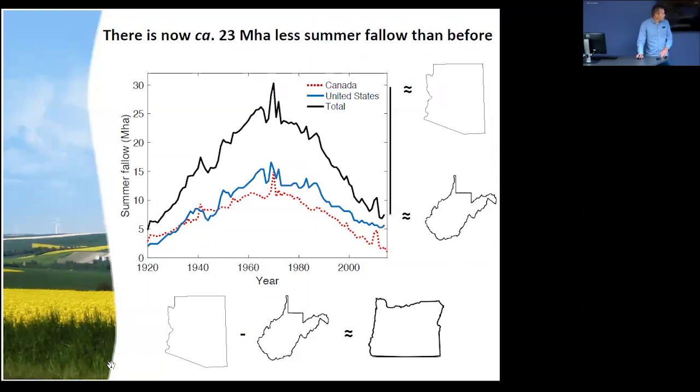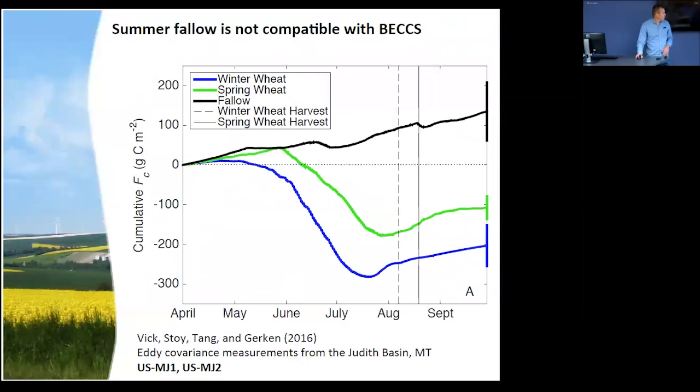The difference between these two states is about the size of Oregon. So an Oregon-sized patch of ground used to be kept bare in the summertime, and now it's planted. This is going to meaningfully impact regional climate. This is something that's big enough. So we know from measurements and just from logic that something like summer fallow is not going to be compatible with a bioenergy with carbon capture storage strategy because you're losing carbon from that bare ground in the summertime.